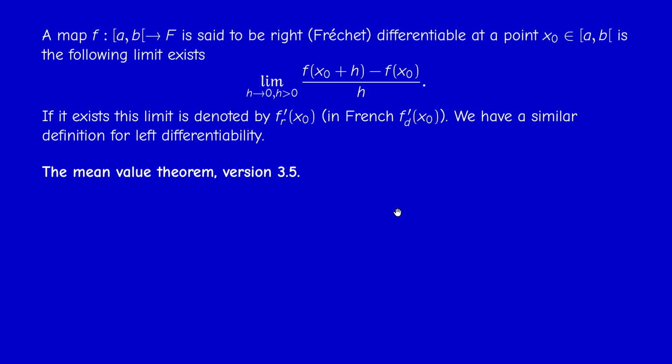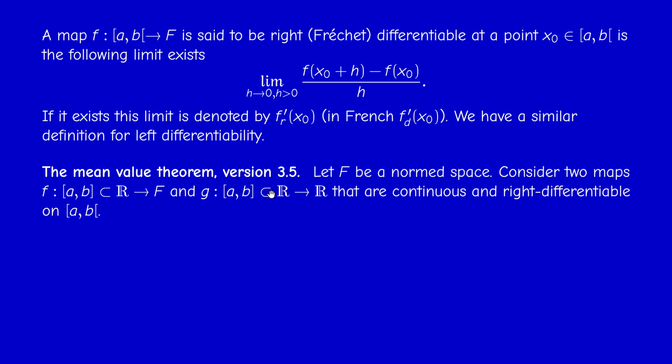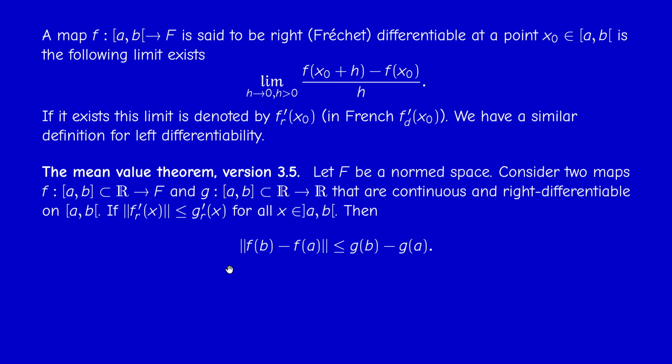Here is a still more general version. We have the same assumptions, but instead of differentiability, we assume only right differentiability. The assumption is that the norm of the right derivative of f is less than or equal to the right derivative of g, and then the conclusion is the same. The proof is the same as the proof of version 3.0. Just go back to the definition, actually. The same proof works.